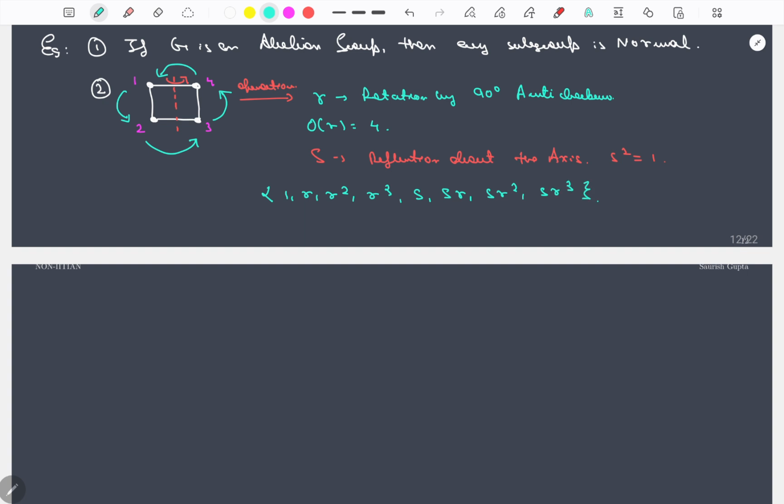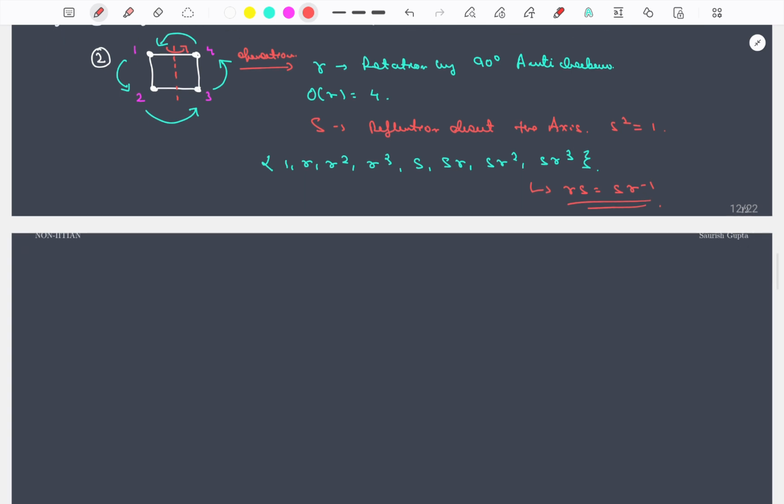And there's a very important property which you can see here, that SR is the same as R S inverse, RS equals SR inverse. And it holds for every element. That is, you'll see that you have R, so R inverse will be basically R cubed. Then you will see that R cubed S would be equal to SR. You'll see that R squared S is equal to SR squared, because R squared has inverse R squared itself.